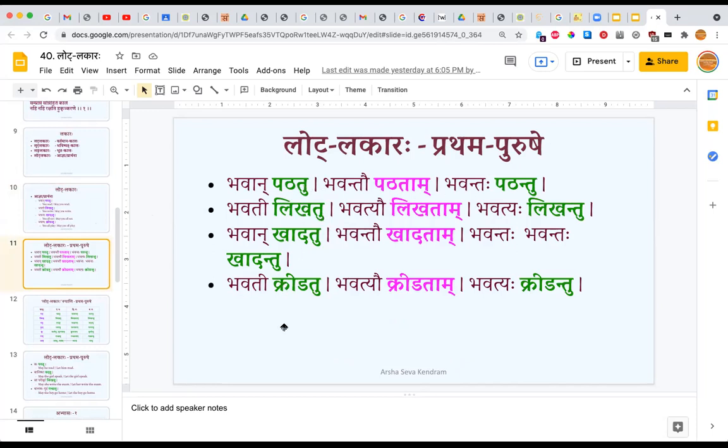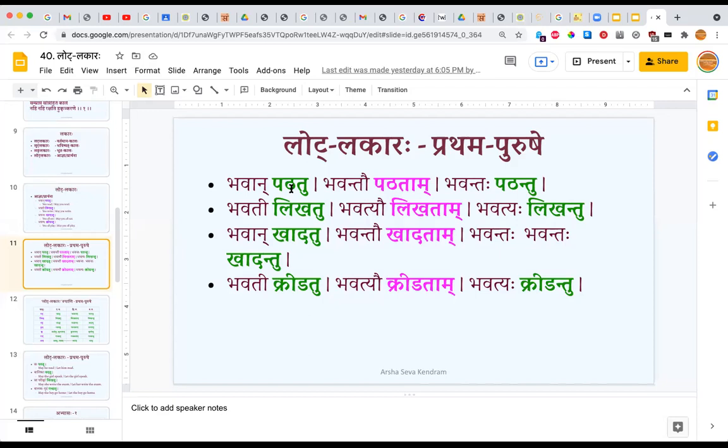Why? Agnya. Did you all understand the question? I'm saying Pathatu means you read, but I'm saying this is Agnya. One reason is because it's Bhavan, because it's a Bhavat Shabda. Bhavat Shabda is always in Prathama Purusha. That's the reason. So the Purusha of the Karta and the Purusha of the Kriya Padam should match.